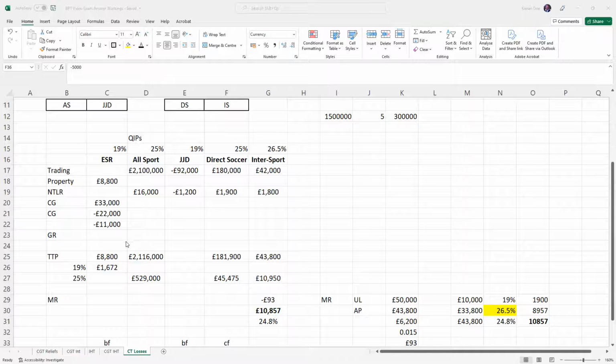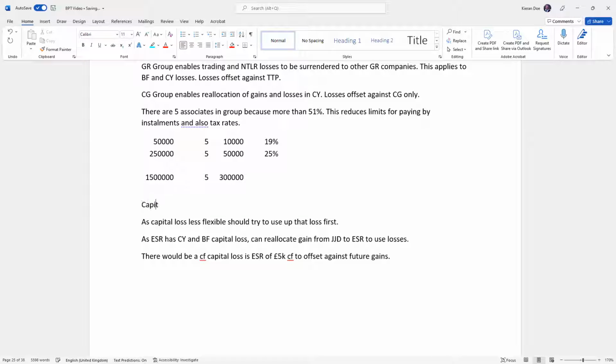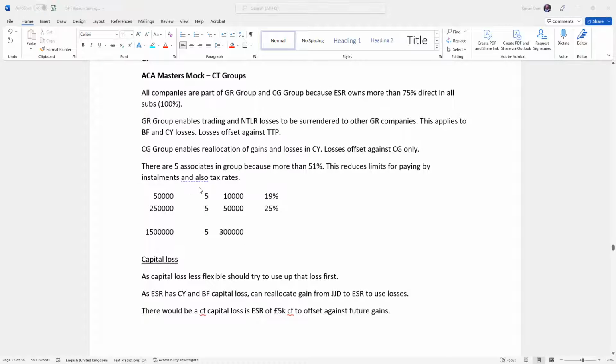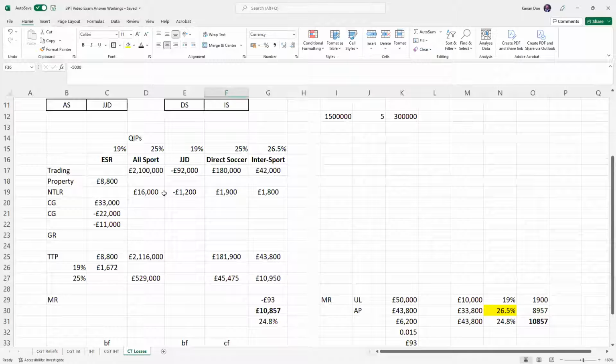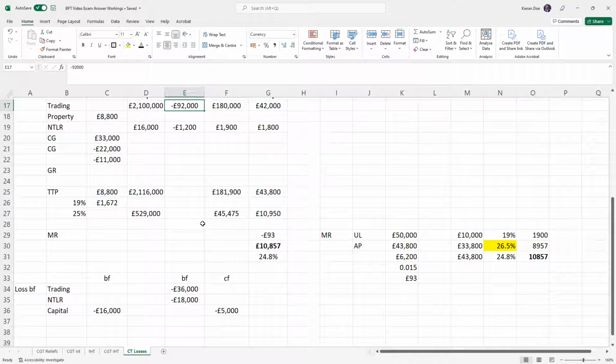So we've explained how we're going to use the capital loss. If you want to be really, really friendly to the examiner, you could even have a little subheading here: capital loss, less flexible, let's use that up first. Reallocate the gain into the company with the brought forward loss, and therefore use that up in full. So then we've got JD's losses.